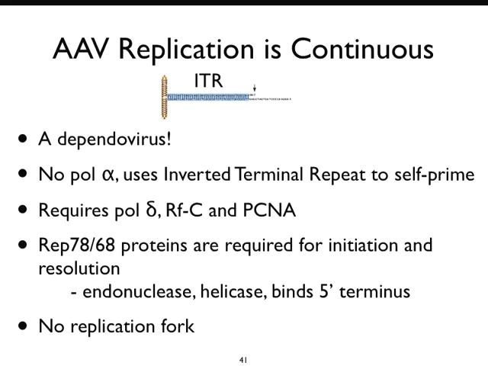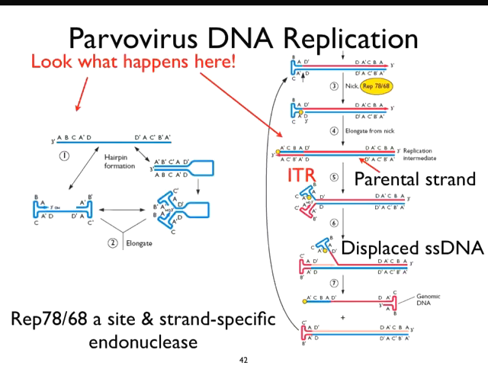It also needs 78 and 68 proteins that are elaborated shortly after infection, and they provide two functions. One is the initiation of DNA synthesis. The other is resolution. That is getting those single strands back out, providing new templates. So they have endonuclease activity, a helicase activity to unwind, and they bind the 5' terminus of the genome. There's no replication fork in this guy, but we're going to have semi-conservative replication. Why? Because we have plus and minus strands, and we'll show you how that happens.